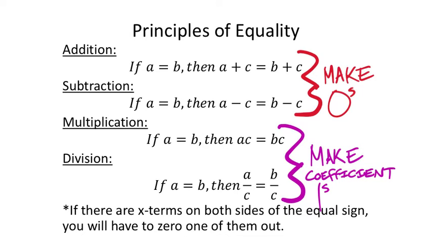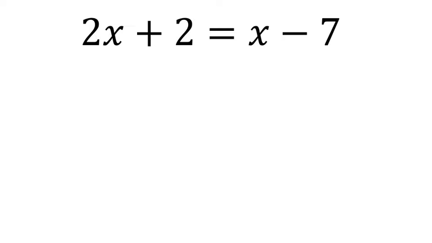So remember, one of the purposes of principles of equality is to isolate the x's. So you cannot have x's on both sides of the equal sign, okay? So yeah, we may have to use the addition or subtraction principles of equality in order to make some of the x terms zeros so that we can make them go away as well. Hopefully, that may not make sense right now, but hopefully we'll see that in some examples that will kind of clarify that for us. Like this one, 2x plus 2 equals x minus 7.